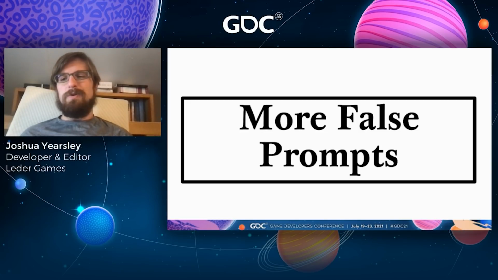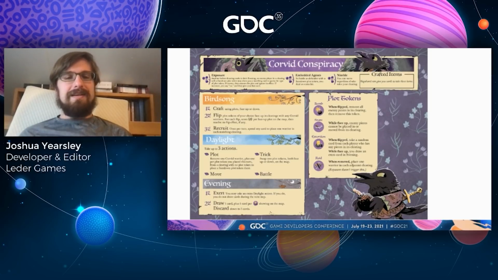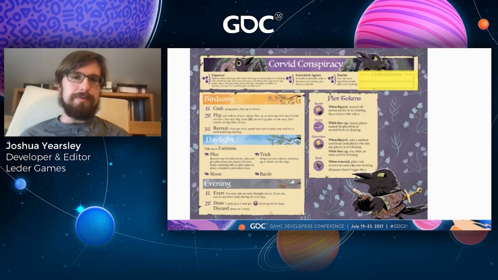So I'm going to give you another example of false prompts. This is a situation where we did actually figure out that these false prompts were happening before release, so that's good. This faction is the Corvid Conspiracy. It's a faction that we released in the Underworld expansion a year and change ago. They're this band of bomb-throwing crows and ravens and things like that. And the point on their faction board that I want to point you to is this crafted items box in the top right corner.